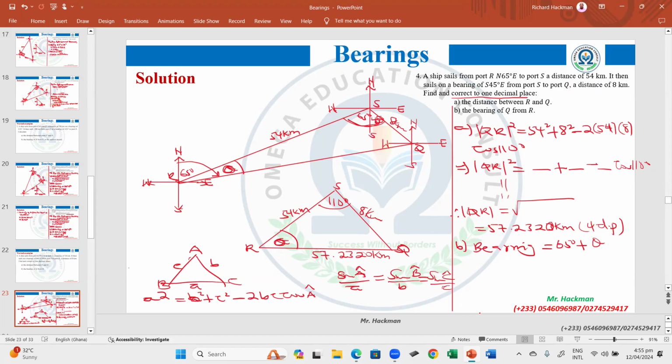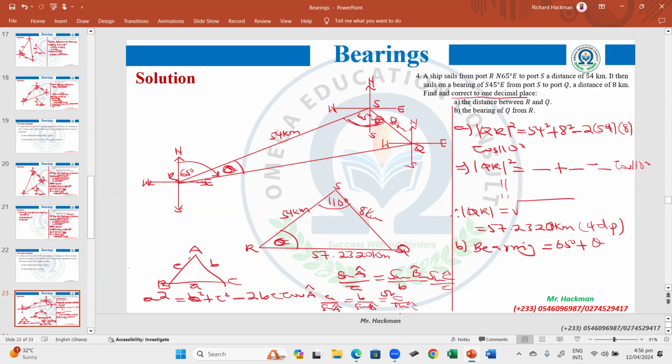You remember I said this when we were doing similar figures, when we were forming the proportion using corresponding sides. Form your proportion in such a way that it will involve only one unknown. Even with this one, you can also quote it this way. This is the sine rule with the sine of the angles on top being the numerators. We can also say that it's A over sine A is equal to B over sine B is equal to C over sine C.